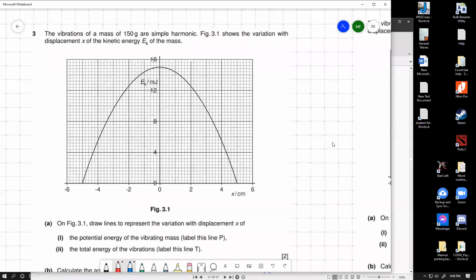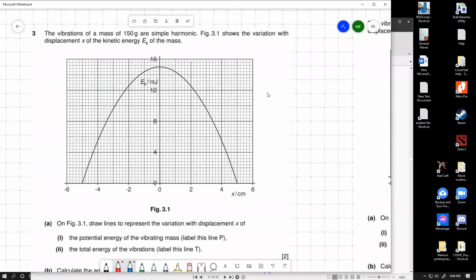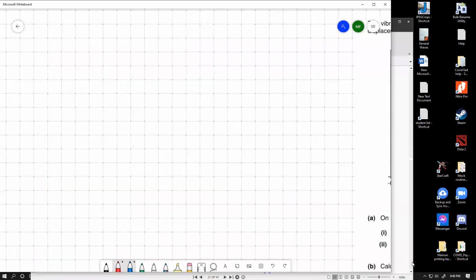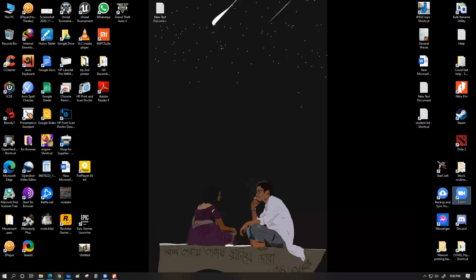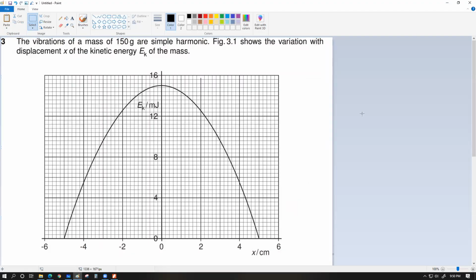This is the graph of a certain oscillating particle's motion. Now, is there a way? Might as well cut that. For MS Paint, the old savior.